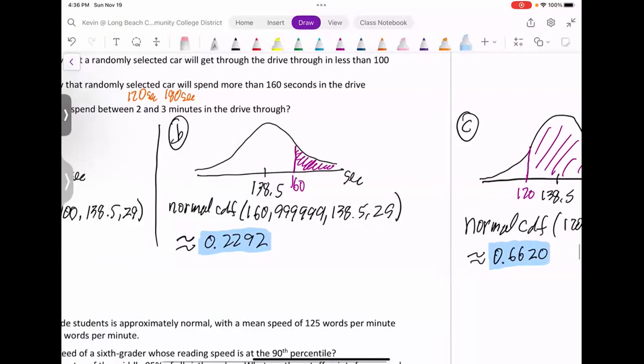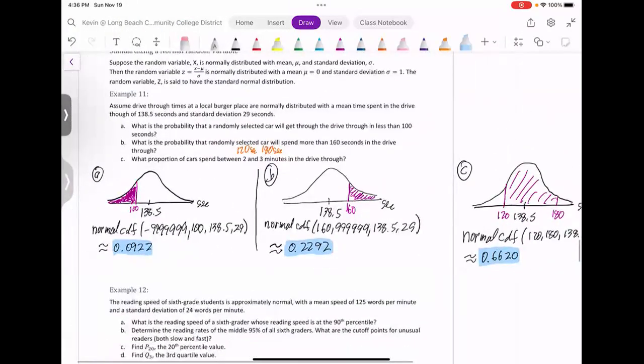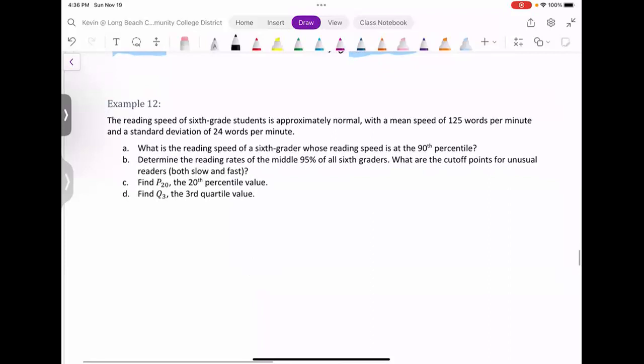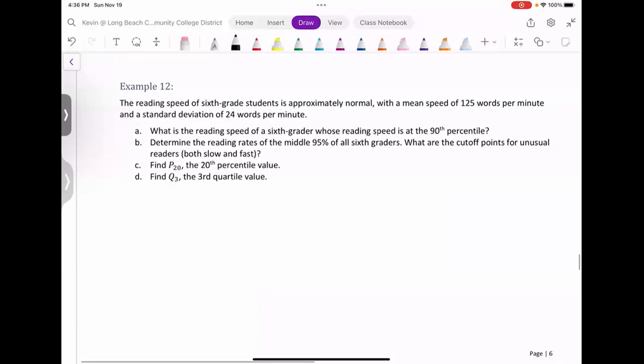So this problem was asking, what's the probability of something? We are now going to go in the other direction with example 12 here. It says find the reading speed. The reading speed of 6th grade students is approximately normal with a mean speed of 125 words per minute and a standard deviation of 24 words per minute. Part A, what is the reading speed of a 6th grader whose reading speed is at the 90th percentile?